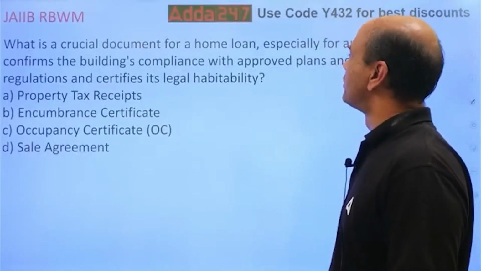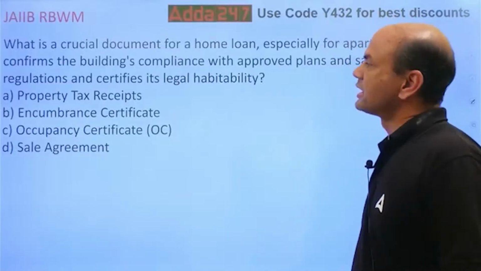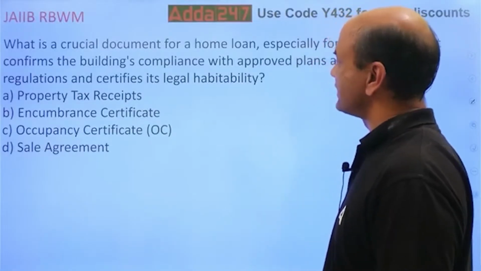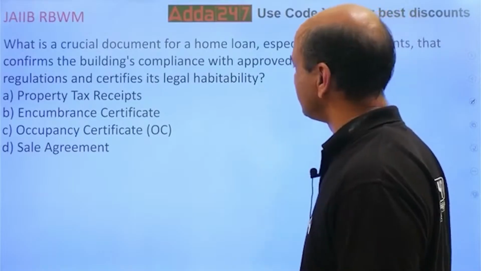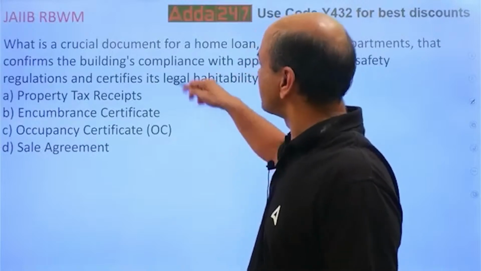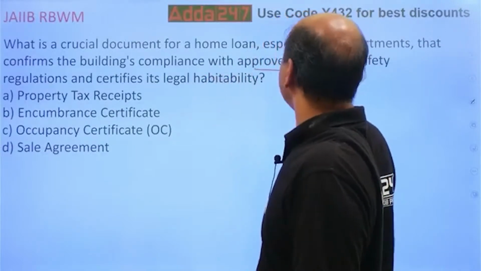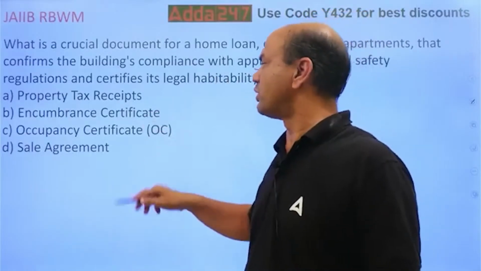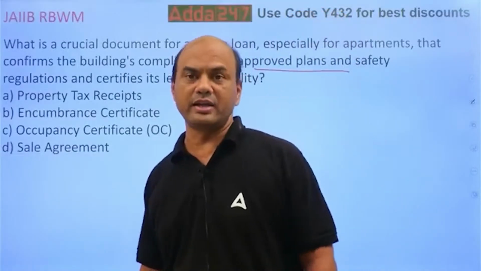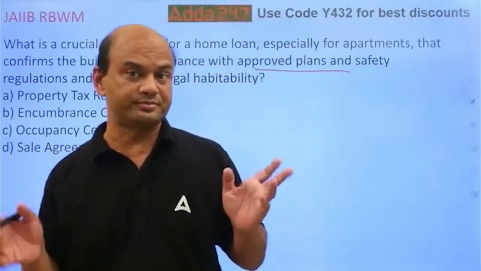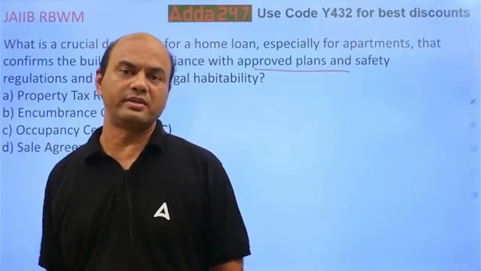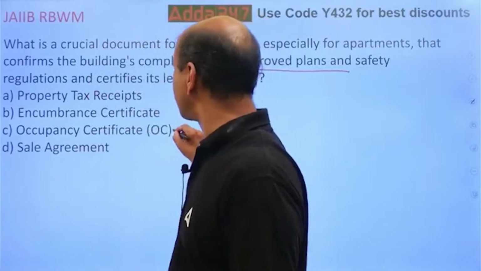What is the crucial document for home loan, especially for apartments, that confirms the building's compliance with the approved plans and safety regulations and certifies its legal stability? So, which document will prove the compliance with approved plans: property tax, encumbrance, occupancy or sale agreement? Which document will give you the idea that all the compliances of the sanctioned plans, of the FSI, all have been done? So it will be proven by the occupancy certificate.